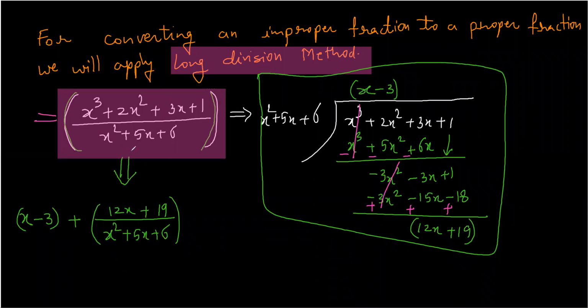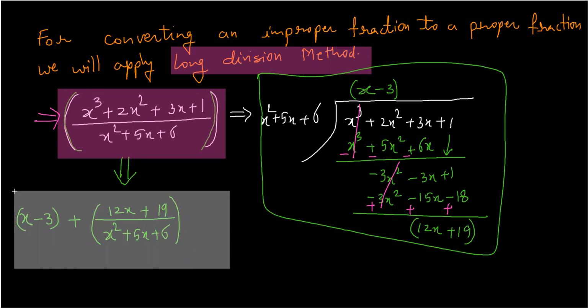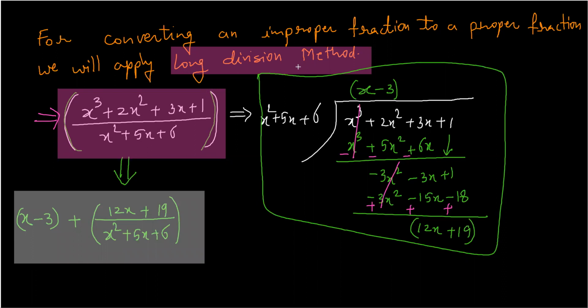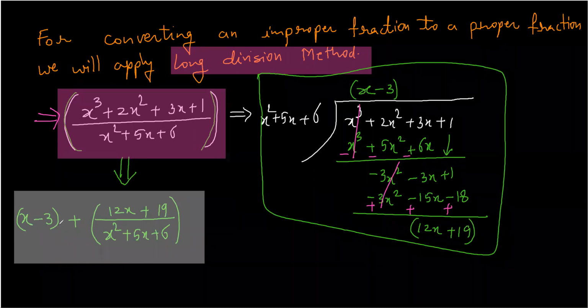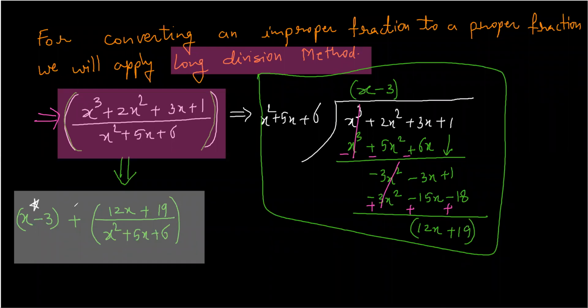What did you do? By applying the long division method, now you have converted it into a proper fraction. And you know, students, this is a proper fraction. You can check, you got here x minus 3, which is not a fraction, so it is not a rational fraction, so you're not worried about it. But where we have a fraction, it is a proper fraction. Why? Because the degree is 1 and here the degree is 2.